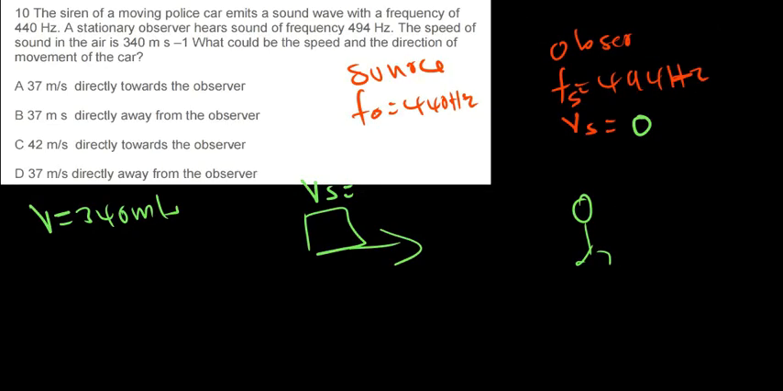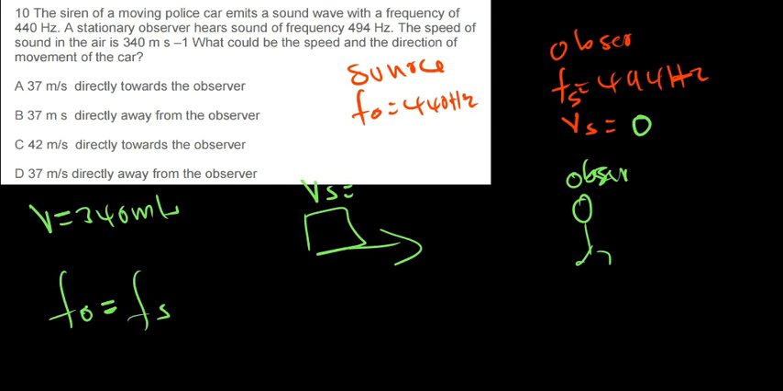The source is moving toward the observer. The observer is stationary. So are you telling me that the velocity of the source is going to be negative? You're confused. Exactly. So if this is my formula, no.